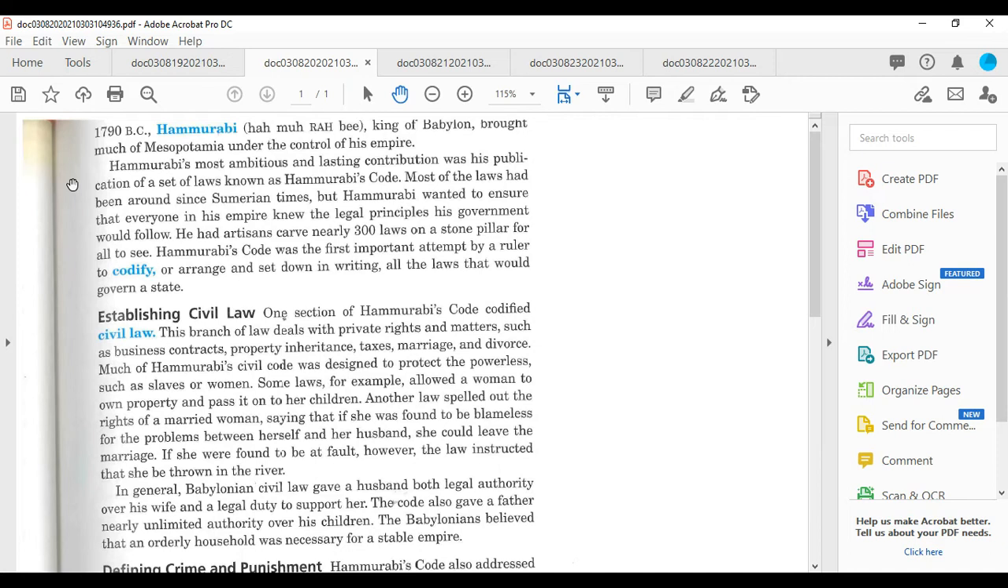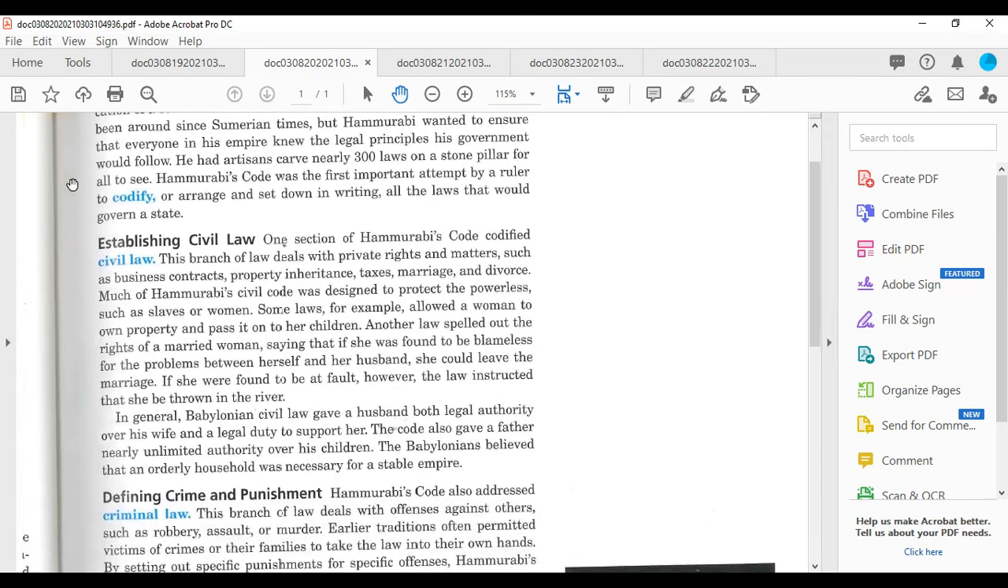Hammurabi's most ambitious and lasting contribution was his publication of a set of laws known as Hammurabi's Code. Most of the laws had been around since Sumerian times, but Hammurabi wanted to ensure that everyone in his empire knew the legal principles his government would follow. He had artisans carve nearly 300 laws on a stone pillar for all to see. Hammurabi's Code was the first important attempt by a ruler to codify, or arrange and set down in writing, all the laws that would govern a state.